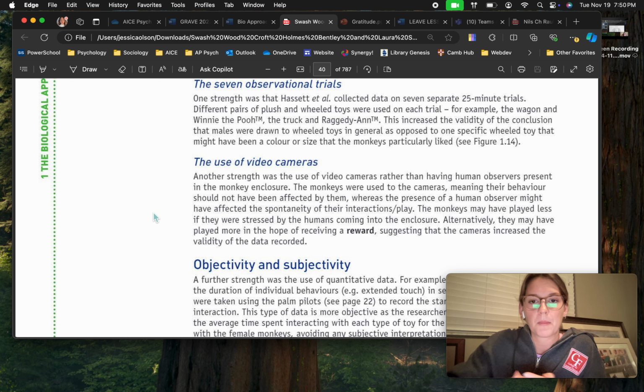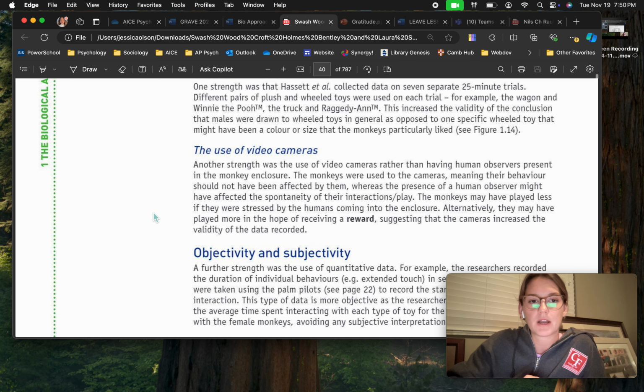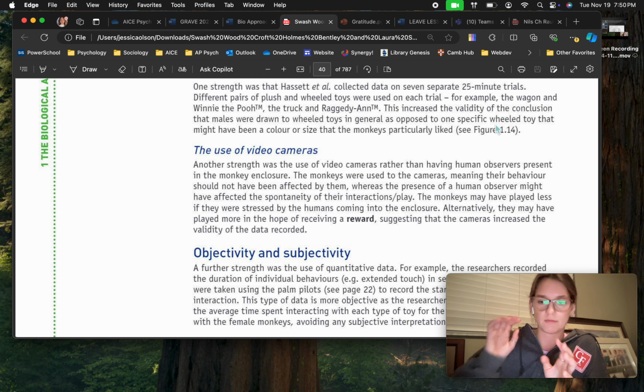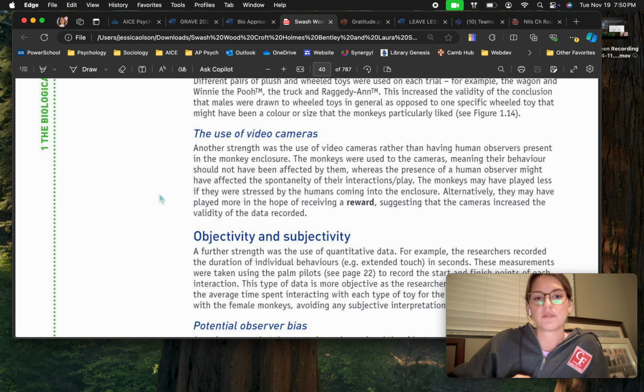Okay. And then, so you could say that, or you could say also, they're saying that males were drawn to wheeled toys in general as opposed to one specific type of wheeled toy. Like, instead of being attracted to, now we have scent, but we could also have, it wasn't just about the color or the size.